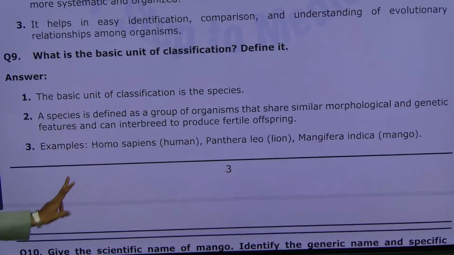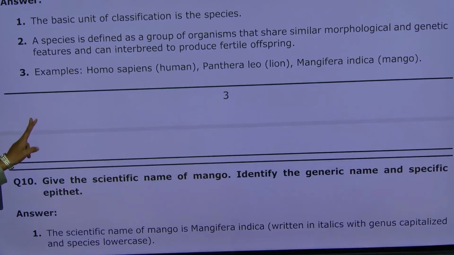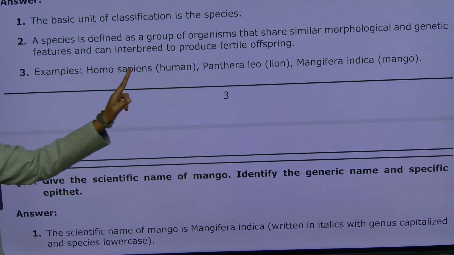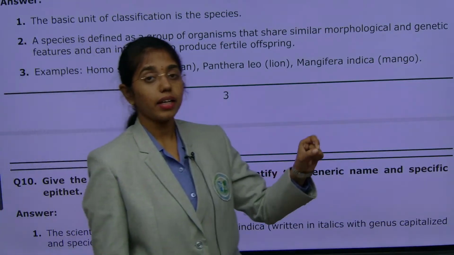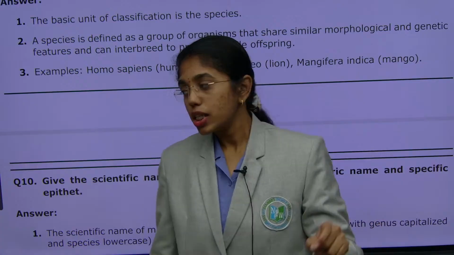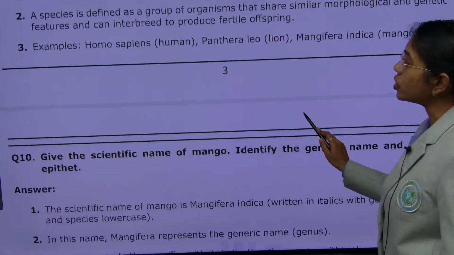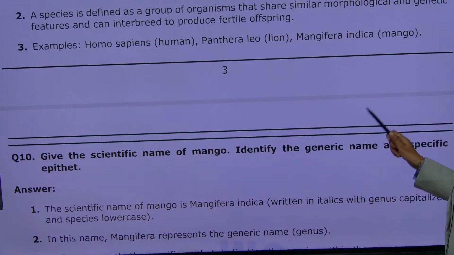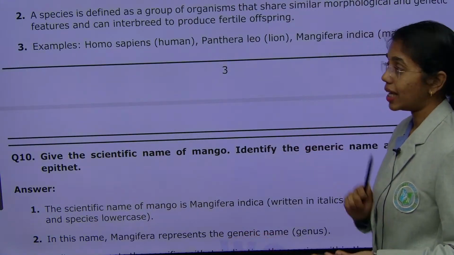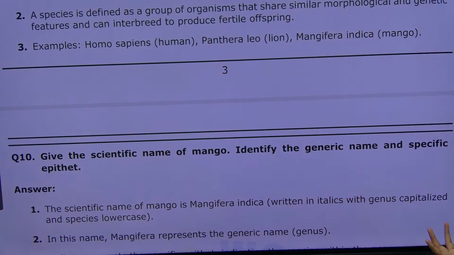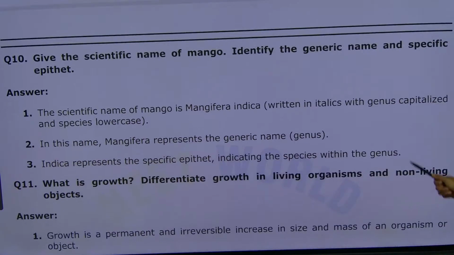What is the basic unit of classification? We know the basic unit of classification is species. The basic taxon, or basic rank, in the taxonomic hierarchy is species. A species is defined as a group of organisms which share similar morphological and genetic features and can interbreed to produce fertile offspring. Examples: Homo sapiens, human; Panthera leo, lion; Mangifera indica, mango.